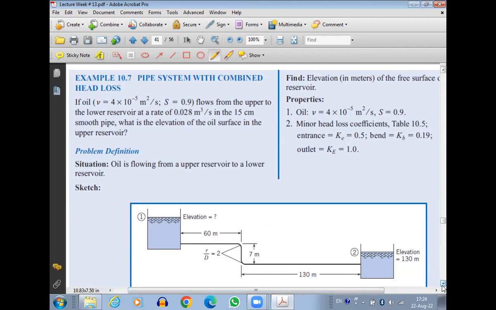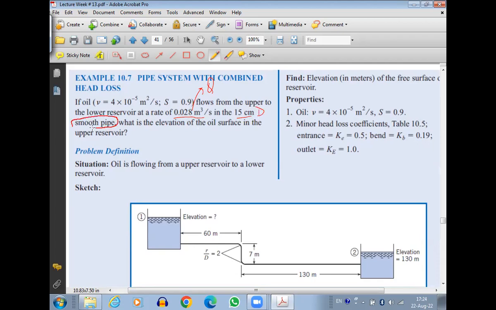Oil with a viscosity of 4 times 10 to the power minus 5 meters square per second and a specific gravity of 0.9 flows from the upper to the lower reservoir at a rate of 0.028 meter cube per second. So we have the specific gravity and the kinematic viscosity provided for the oil, and the flow rate Q is provided, in a 15 centimeter smooth pipe. This is a 15 centimeter pipe, so that is the diameter of the pipe, and it is a smooth pipe.